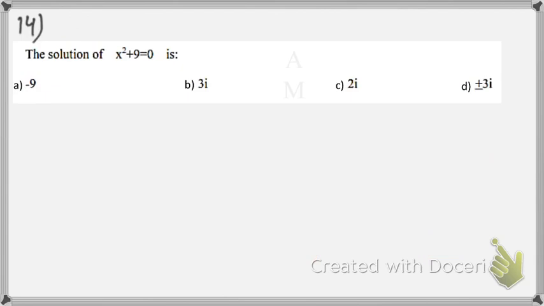Question 14. The solution of x squared plus 9 is equal to 0. And the meaning of solutions is to find the values of x which make the equation equal to 0.